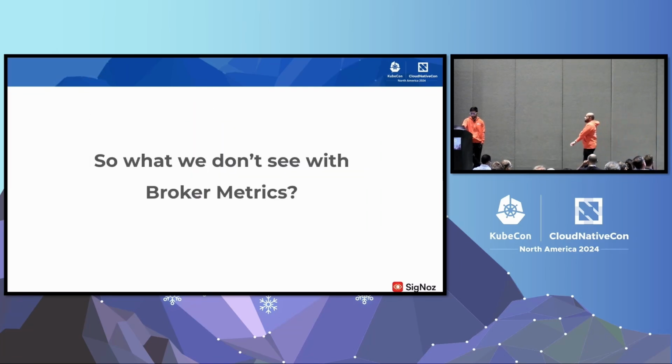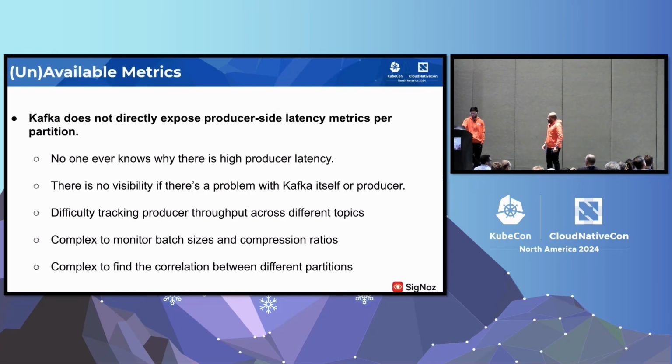So what do we not see with broker metrics? Kafka does not directly expose producer-side latencies. No one ever knows why there is a lag. Probably there is a lag on the producer side. Probably there is a problem with Kafka itself, or there is some other problem, but we might never know what the problem is. There might be difficulty tracking producer throughputs across different topics and complex correlations that we are here to solve.